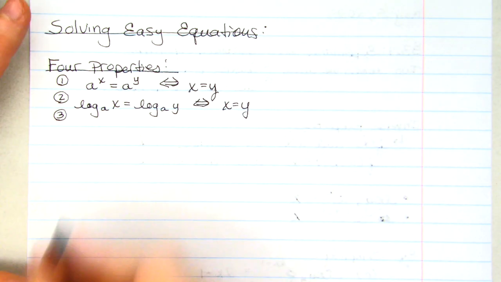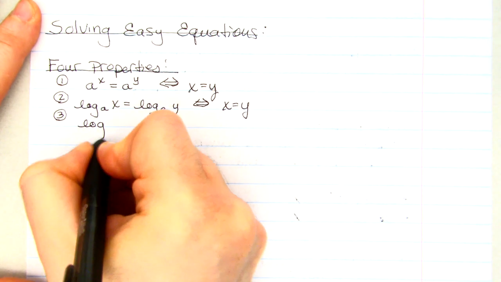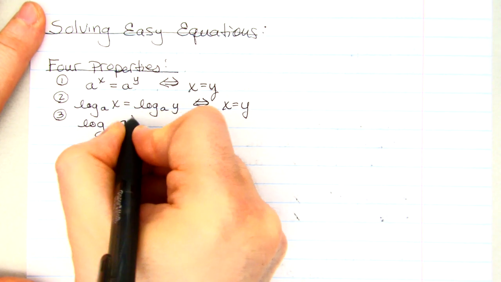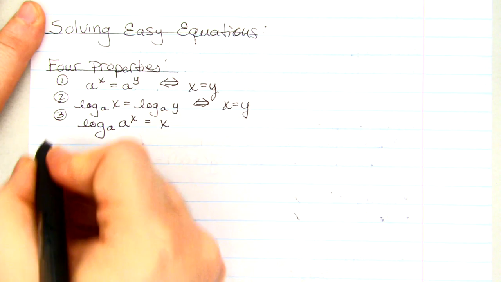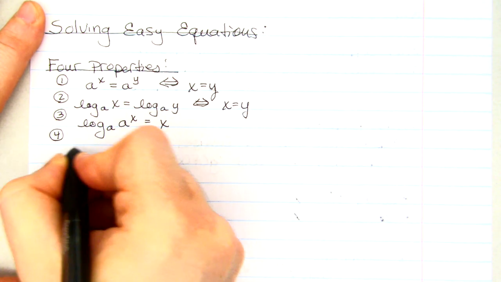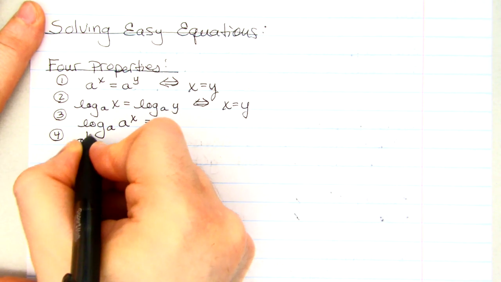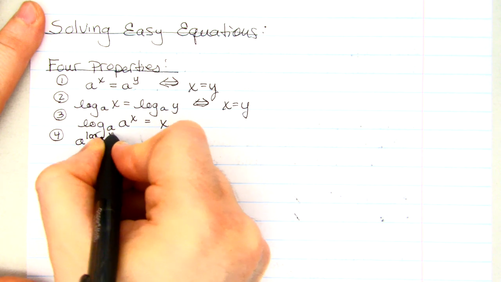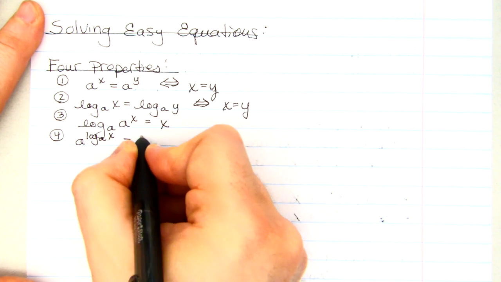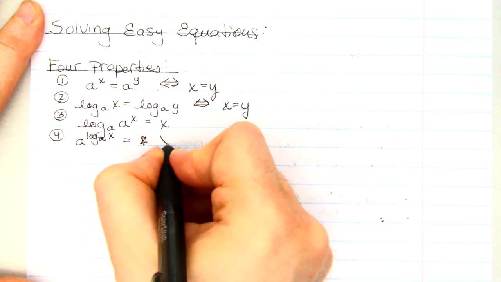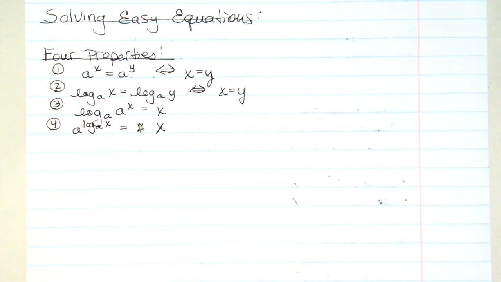Third idea we'll need to use, our inverse property with logarithms. Log base a of a raised to the x just equals x. And our fourth idea, inverse property of exponential functions: a raised to the log base a of x equals x. These are the 4 tools we're going to use to solve our equations.